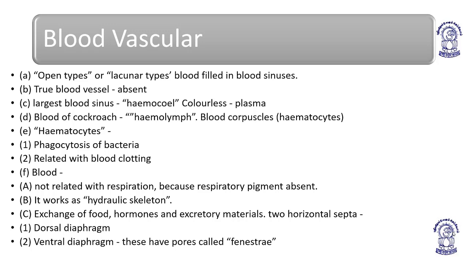We have completed different anatomical parts of cockroach. We are now starting with the circulatory system, or the blood vascular system, of cockroach. As you know, it is of open type. Arteries, veins, and true vessels are not present. So the blood vascular system in case of cockroach is of open type.